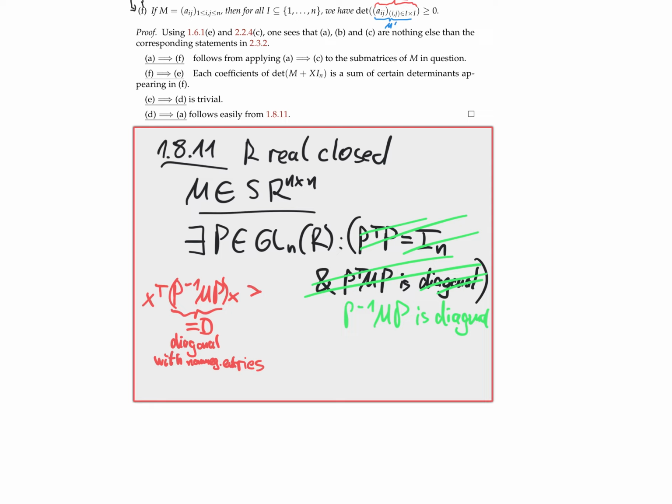And I have to prove that this is non-negative for all x in R to the n. R is now K, right? And that's trivial, right? Because that is the sum over all i, if D is the diagonal matrix D1 up to Dn, of Di times xi squared. And the Di are non-negative, right? Okay, good.